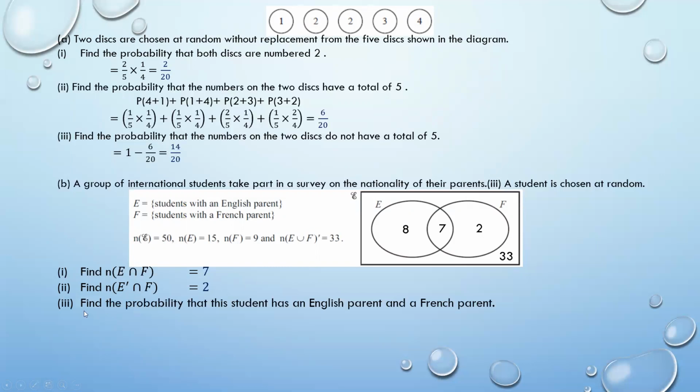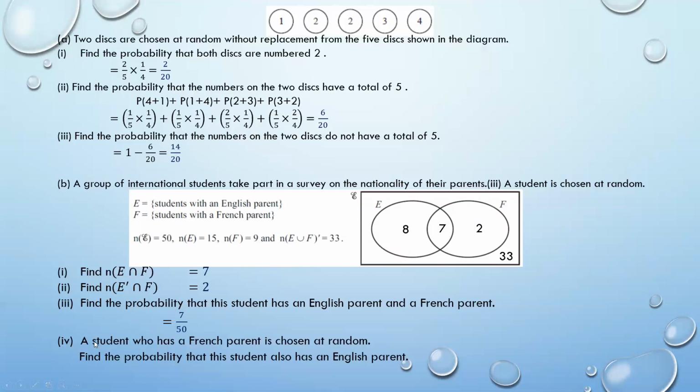And then now the question: find the probability that a student has an English parent, which means inside this circle, and a French parent. So you only have 7 out of the total students. Okay, 7 from English and French parents. So that means 7 out of 50.